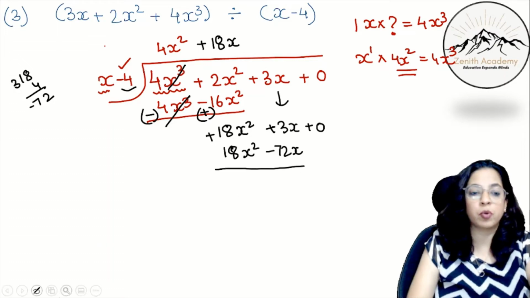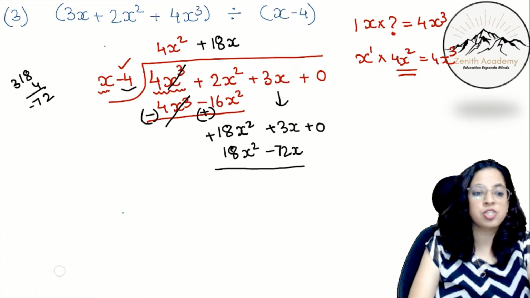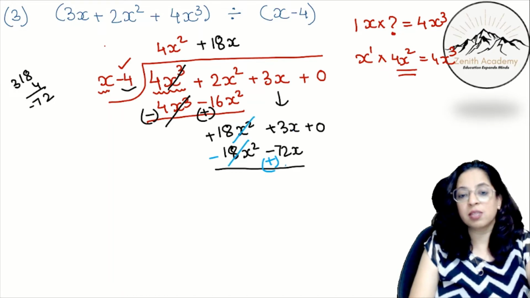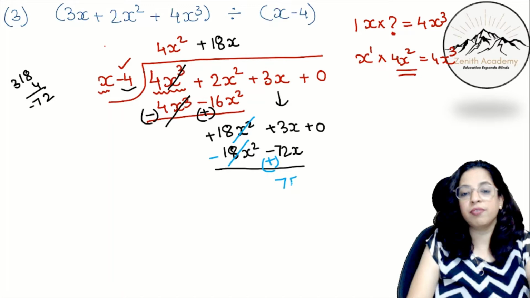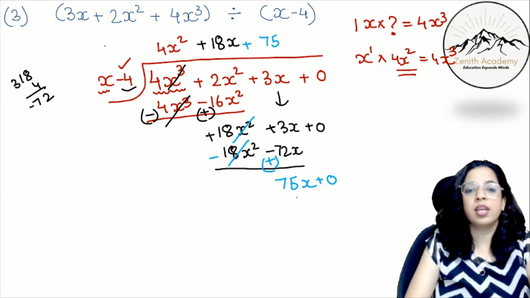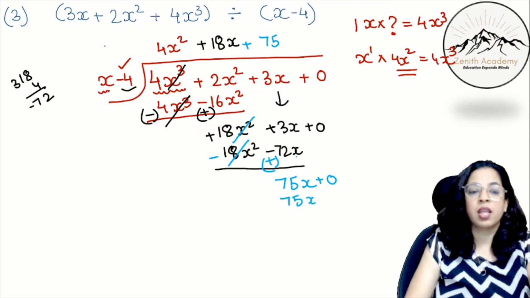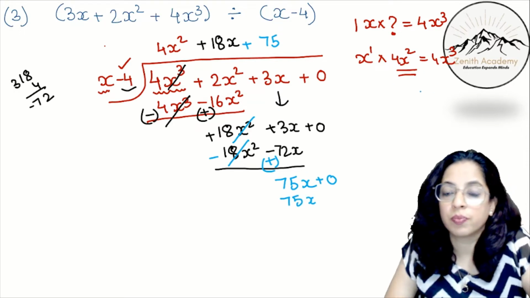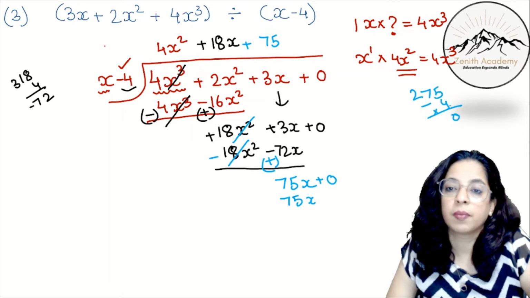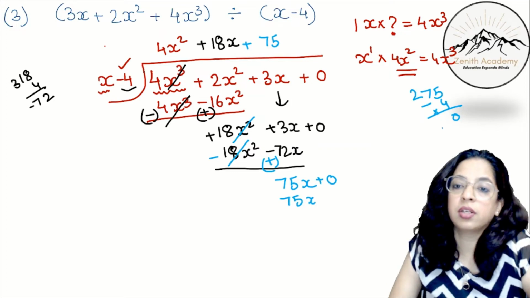Now since we are subtracting, the signs will change. So it will become minus and this will become plus. So plus and minus get cancelled. 3x plus 72x gives you 75x plus 0, right? So here I will say plus 75. So 75 into x is 75x and 75 into minus 4. See, 75 into minus 4. 5 fours are 20, 7 fours are 28, 29, 30, 300.